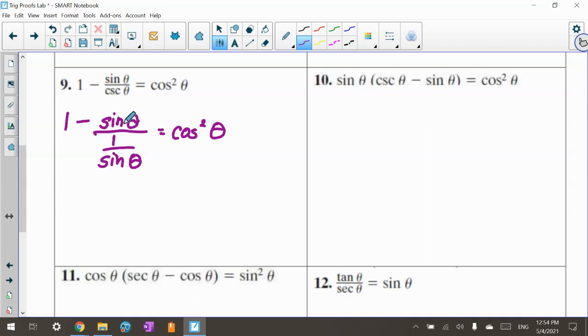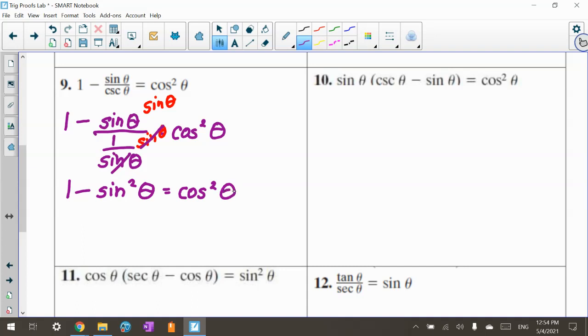And there's 2 ways you can do this. You can say, all right, I have sine theta divided by 1 over sine theta, which is the same as saying sine theta times sine theta over 1. Or you can say, well, this is a complex fraction, so I have to multiply the numerator and denominator by the common denominator of both, which is sine theta. And when I do that, I end up getting 1 minus, this cancels out and makes a 1, sine squared theta equals cosine squared theta.